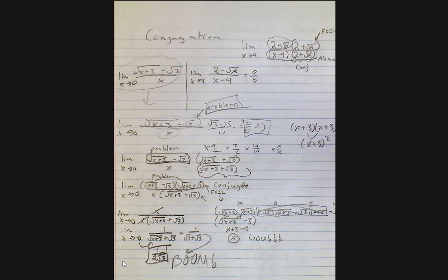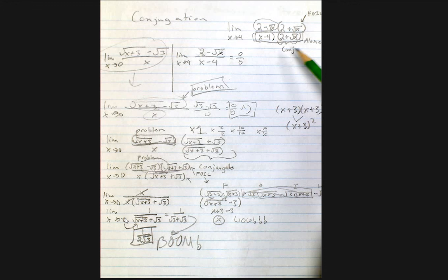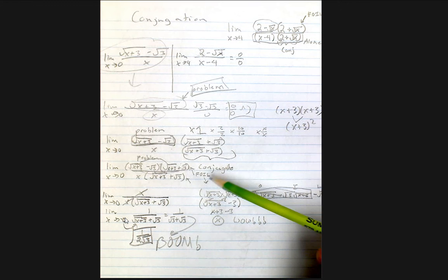Alright, so there's the entire example. Right here, you're going to FOIL that out on top. You're going to leave the bottom alone, and then you're going to see what happens. Try to apply the correct mathematics, and you should be good to go.